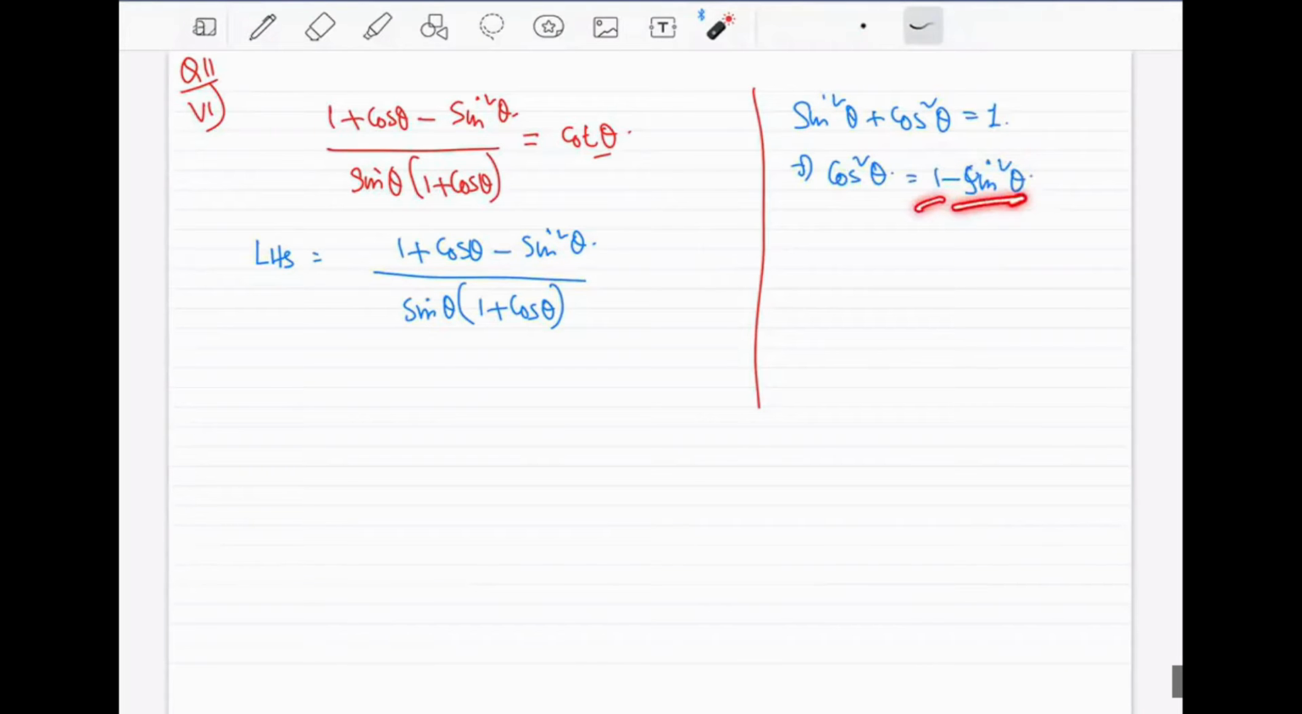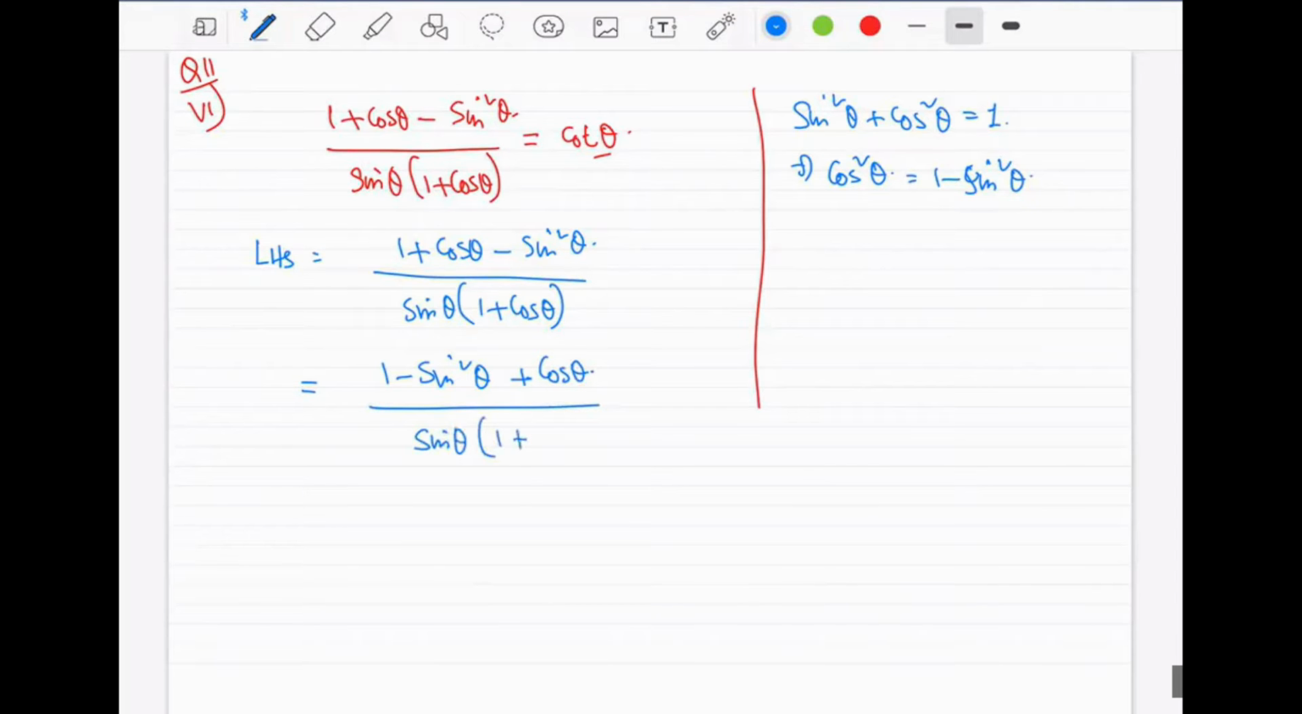Where are we supposed to use this? 1 and sine squared theta. Do you see it on the left hand side? Yes, obviously, here we have. If this was a plus sign, then we would have a whole different formula. But we are able to see 1 and minus sine squared theta. We have got 1 here. Let's put them together first. So we will write (1 minus sine squared theta plus cos theta) by (sine theta times (1 plus cos theta)). Look, this step is just rearrangement. We are bringing the sine square theta next to the 1. Now we can replace this part.